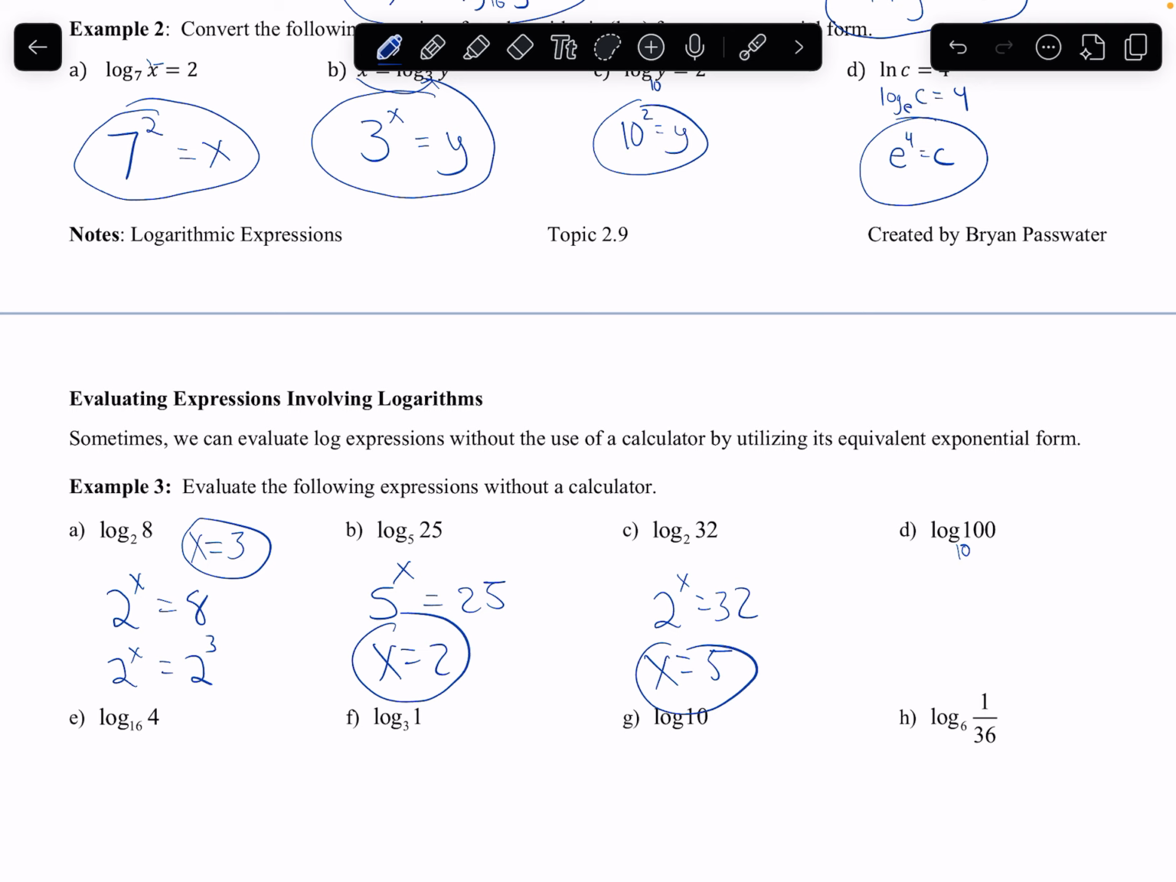Unless it's a natural log, in which case it's an e. But if you don't see anything after a log, and it's not ln, not natural log, then it's a 10. So I'm saying 10 to what power is 100? Well, I can just write that down. I know that it's 2.